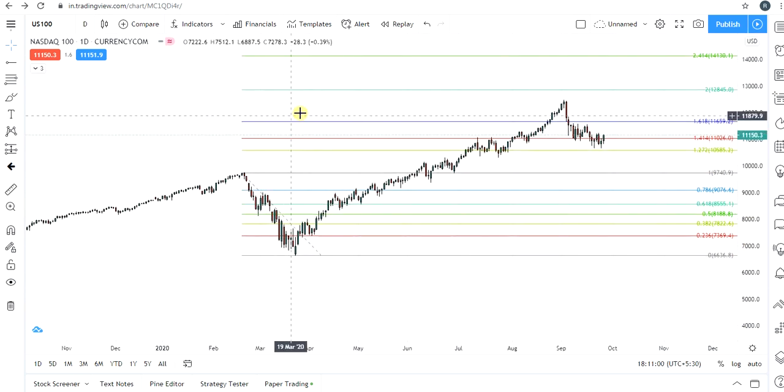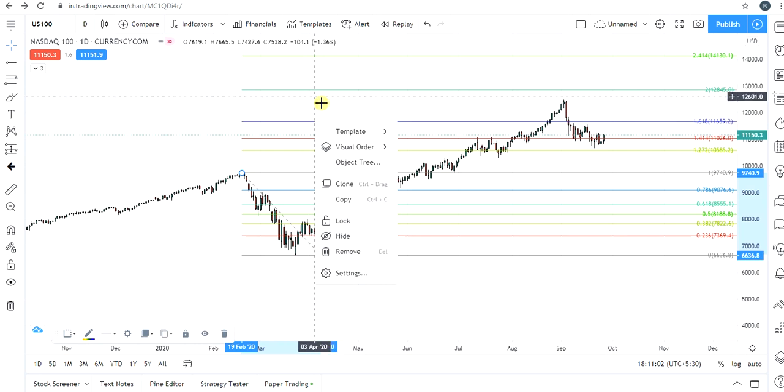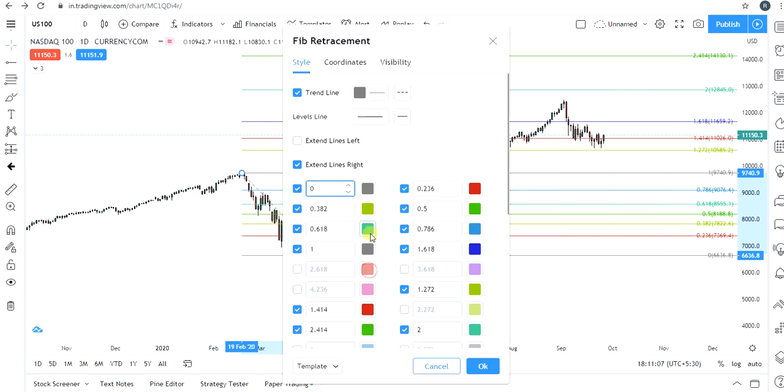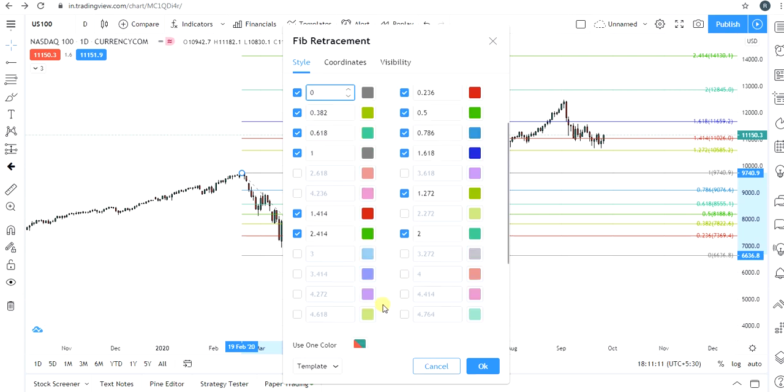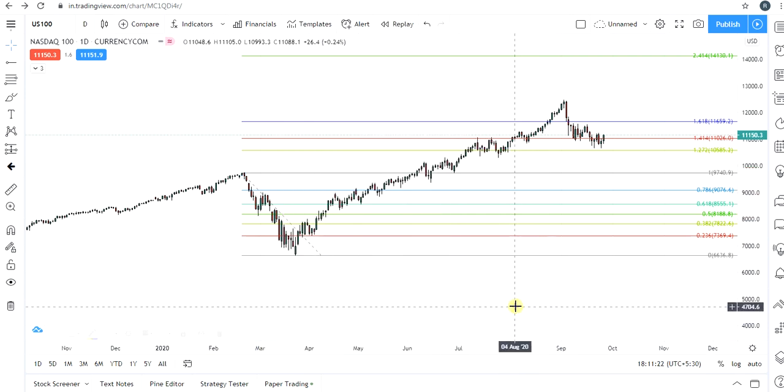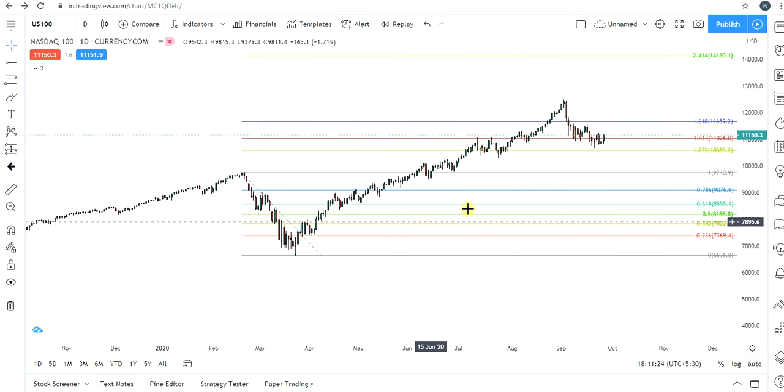So if you're using TradingView for your analysis, you can go to settings and find out which levels you want to enable to have a clear view. If I want, I can just disable or hide 2 and look only at the other levels. For example, so I'm getting some levels.